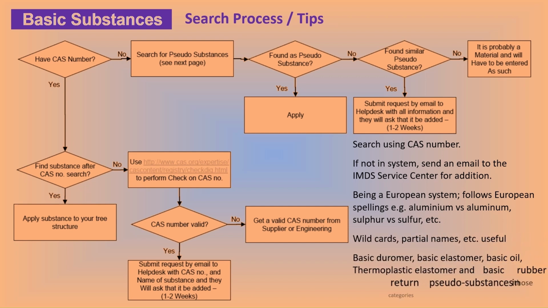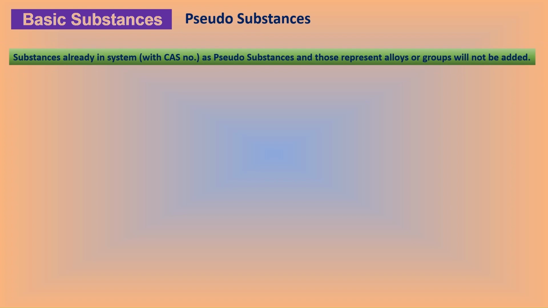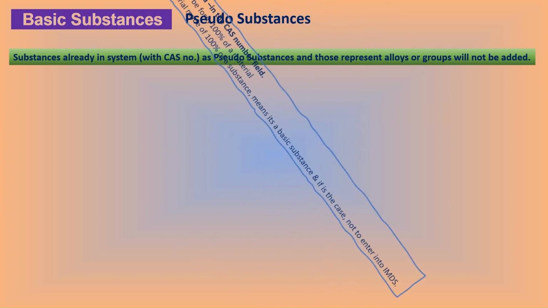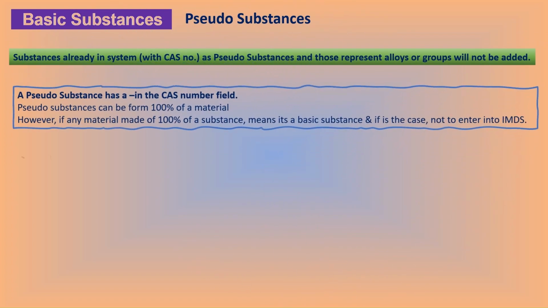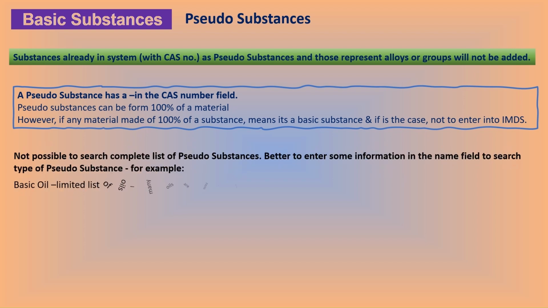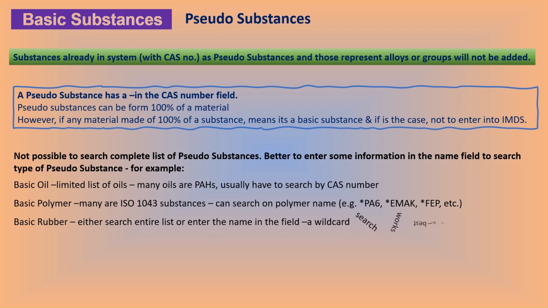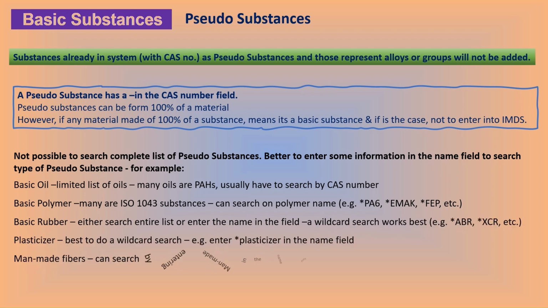Basic duromer, basic elastomer, basic oil, thermoplastic elastomer. Pseudo-substances: substances already in the system with a CAS number, and those that represent alloys or groups, will not be added as pseudo-substances. A pseudo-substance has a dash in the CAS number field. Pseudo-substances can be 100% of a material. But if a material is made of 100% of a substance, it means it's a basic substance, and if that is the case, it is not to be entered into IMDS. It is not possible to search the complete list.